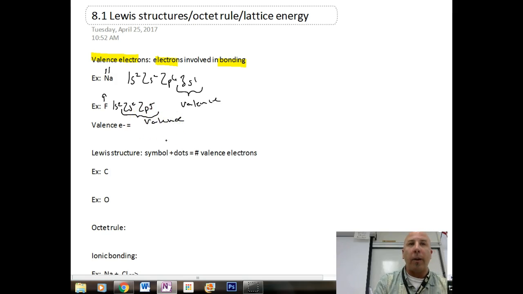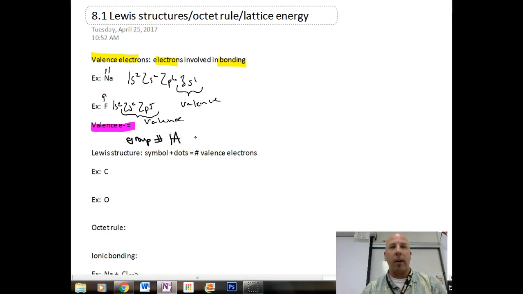And so our easy way to determine our valence electrons is that valence electrons are going to be equal to our group number on the periodic table. Group number, and these are for representative elements. So in group 1A, 2A, 3A, 4A, 5A, 6A, 7A, 8A for the most part. Okay, those are going to be our valence electrons. And we're going to kind of limit it to that.